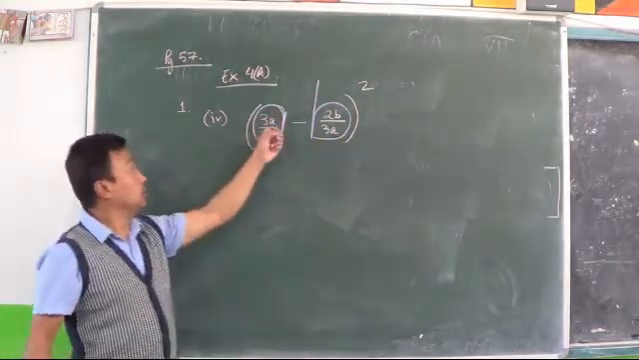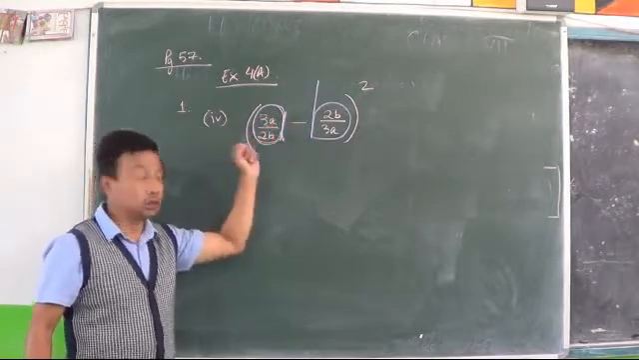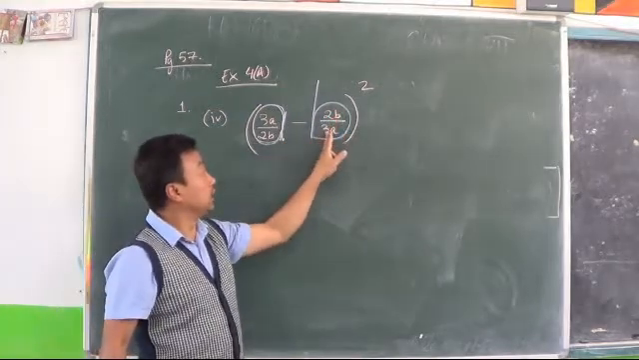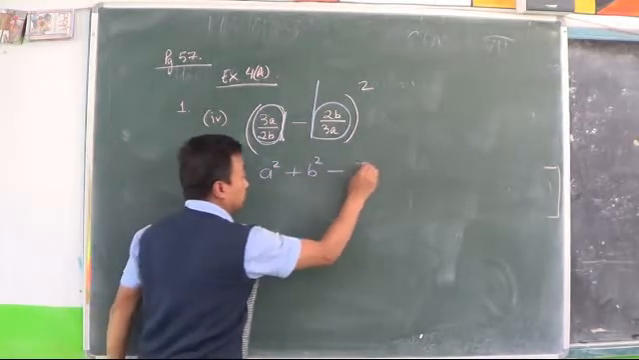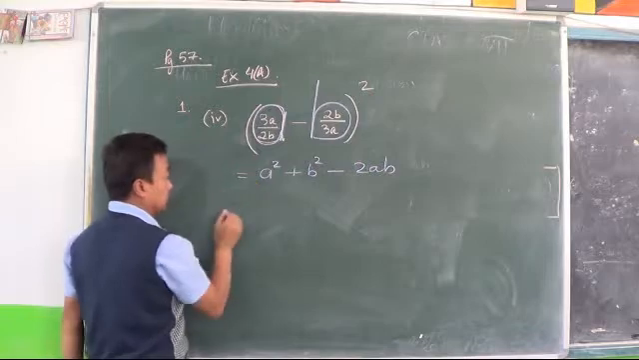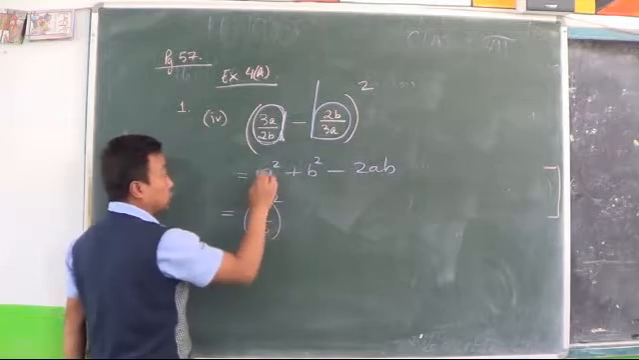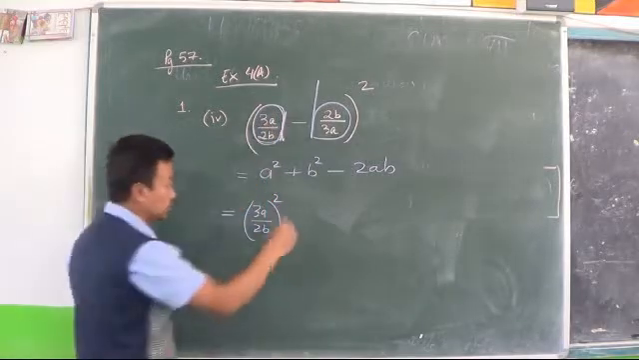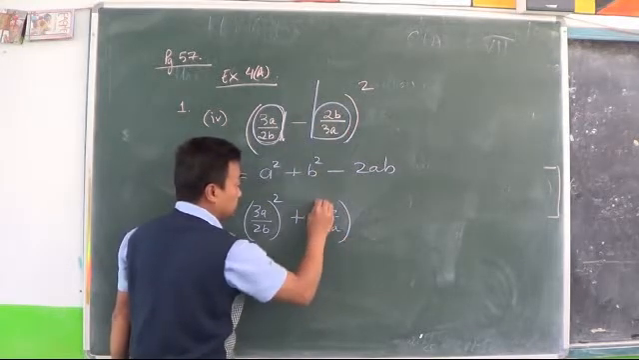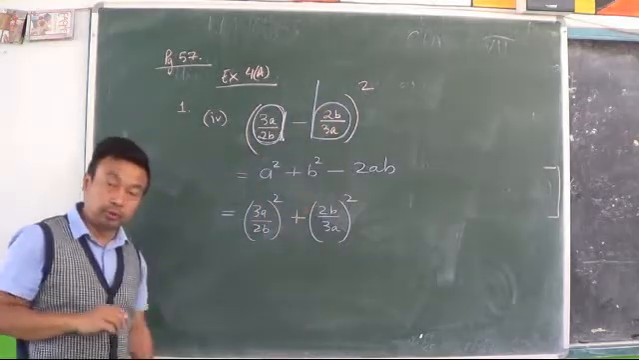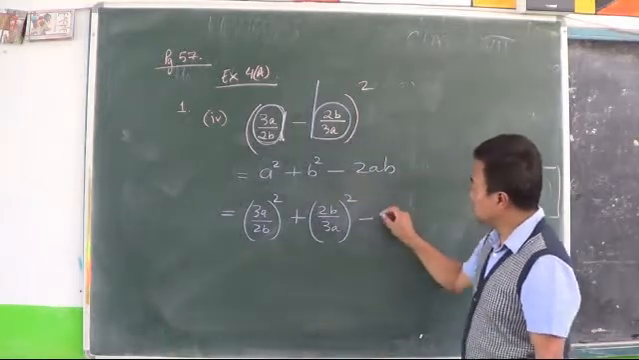Now, look at what is a here? 3a upon 2b. This is one term, single term. What is b here? 2b upon 3a. Now, the formula you know is a square plus b square minus 2ab. So expansion of this is very easy. A square, because a is replaced by this, alright? Plus b, 2b divided by 3a, it is whole square. Then minus 2ab.